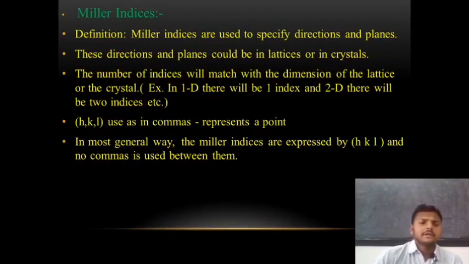Miller indices can be represented in different ways. In brackets of h, k, l used with commas, it represents a point. In the most general way, the Miller indices are expressed by brackets of h, k and l, and no commas are used between them.